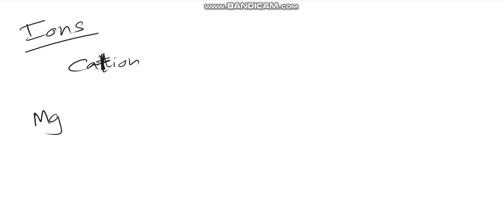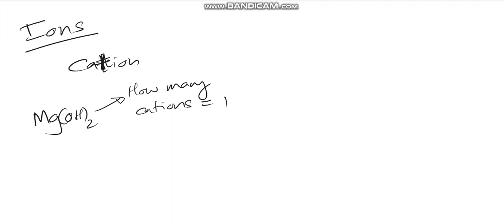So if you take the same example, magnesium hydroxide, how many cations? We have 1 cation. Why? Magnesium is the only cation. Then how many anions? Anions means negative ions. Only 1 type, that is hydroxide, but we have 2 OH ions. So we have 2 hydroxides. So that is the idea. So ions are made by removing and gaining electrons.